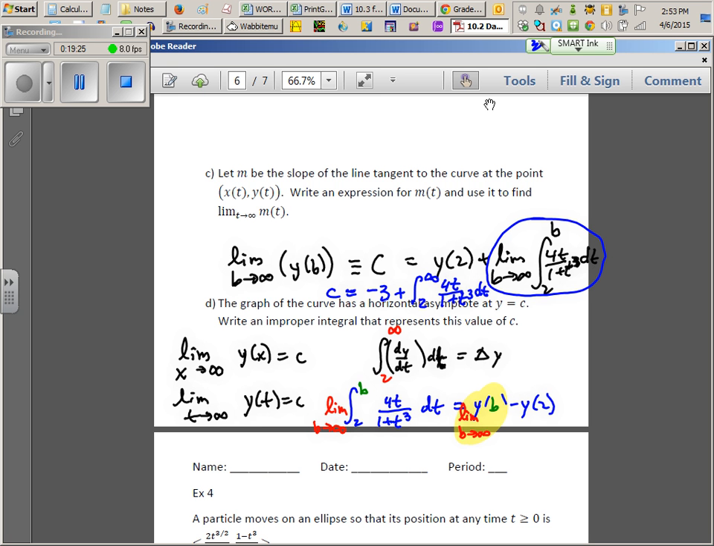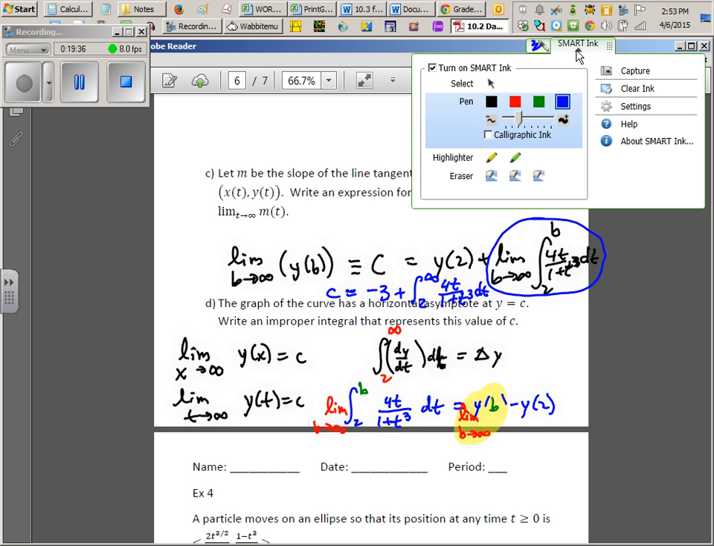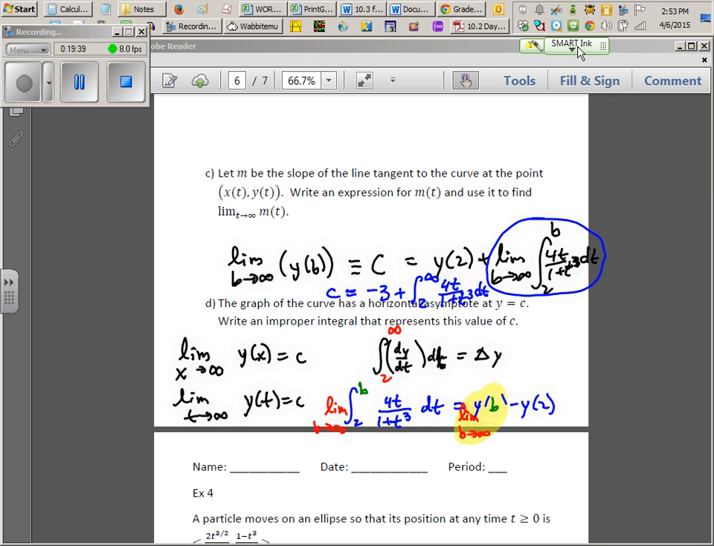Okay, so that's kind of a tough one, but that was on a, I forget which test that was on. Basically, negative 3 plus the integral from 2 to infinity of 4t over 1 plus t cubed dt. That's my answer. So I'll highlight it here in yellow. That's the answer to this problem. Kind of a tough one. Okay, let's go on and look at the next problem.